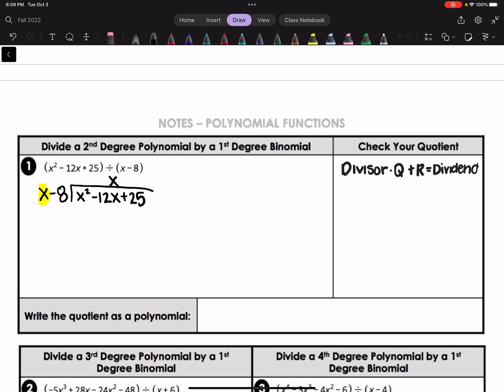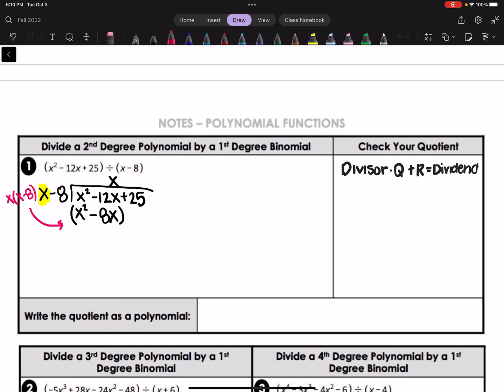And then I'm going to take my x minus 8 and multiply it by what I just wrote as my quotient. So I'm going to do x times x minus 8, and I would get x squared minus 8x. And I'll write that off to the side just so you know where that's coming from. This is my first part of my quotient times my divisor to get x squared minus 8x.